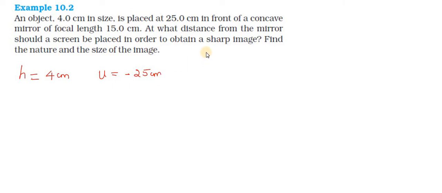Next, the mirror has a focal length. Here they did not give the radius of curvature; they directly give the focal length, which is equal to 15 centimeter. What we need to find: at what distance from the mirror should a screen be placed in order to get a sharp image. So v is what we need to find, and also the nature and the size of the image, that is h dash. Anyhow we have h, so from that we can find h dash.